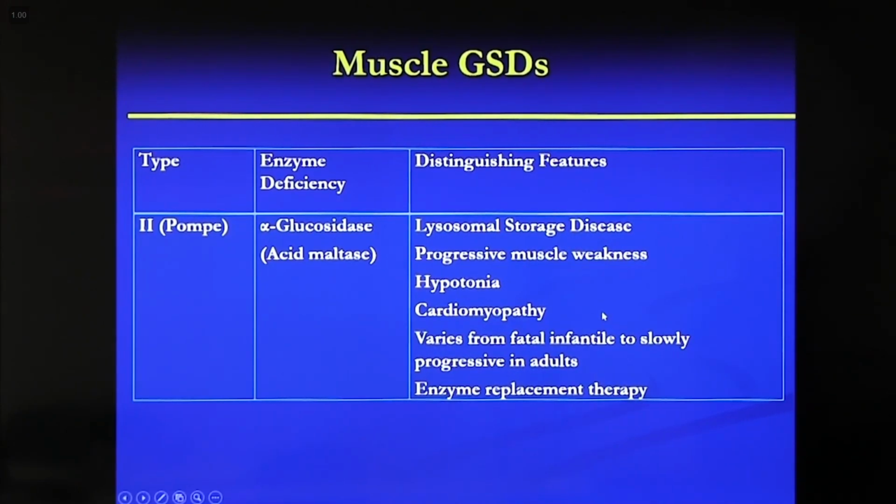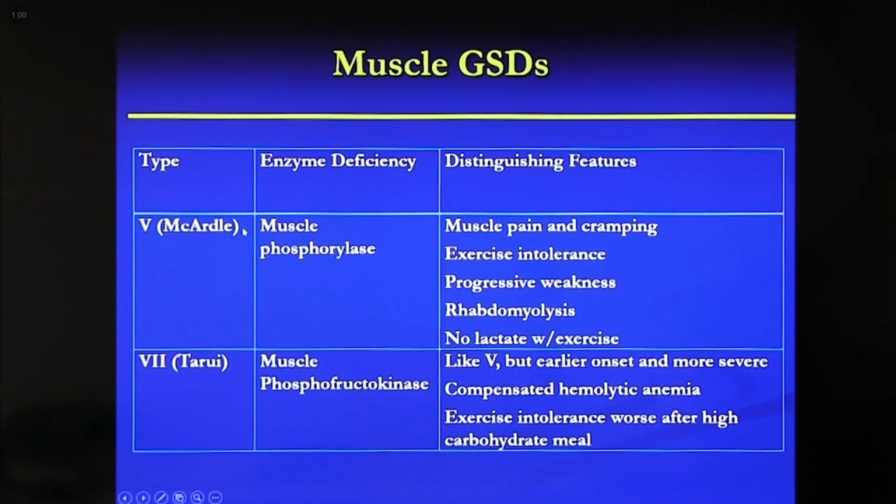Now, Pompe disease is more of a lysosomal storage disorder, but it is also a glycogen storage disease. I'm going to go over the presentation of that in a later section. Type 5, McArdle, is the classic form. This is caused by a deficiency of muscle phosphorylase. You have muscle pain and cramping, exercise intolerance, can have weakness, and the big thing is you can have rhabdomyolysis.